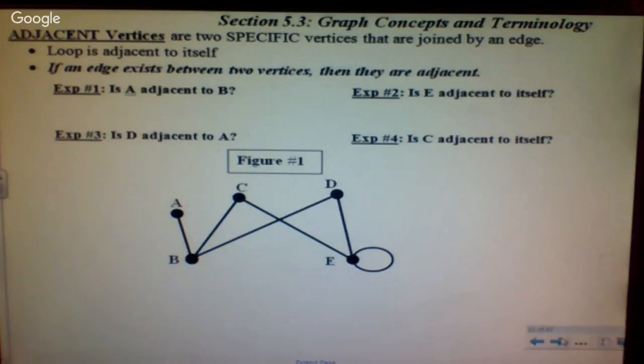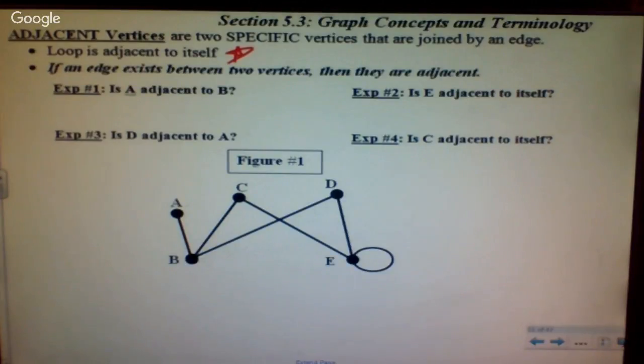So something like B and C are adjacent. They're 2 dots connected by a line. B and D is adjacent. They're 2 dots connected by a line. So the other thing, and this is important, a loop is adjacent to itself. The loops are also adjacent.